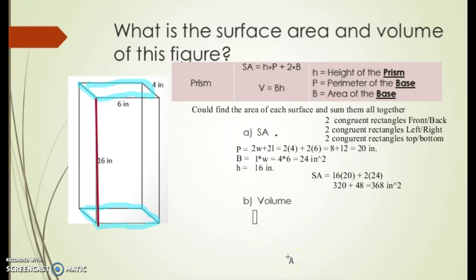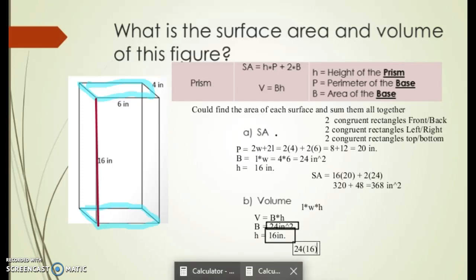So the volume is just B times H. We already found B, that's the area of the base, which is 24 inches squared. And the height is 16 inches. Again, this is a rectangular prism, so you could also do length times width times height. And you'll notice that the 24 can represent the length times the width, and then H is the height. So in this case, we will do 24 times 16.